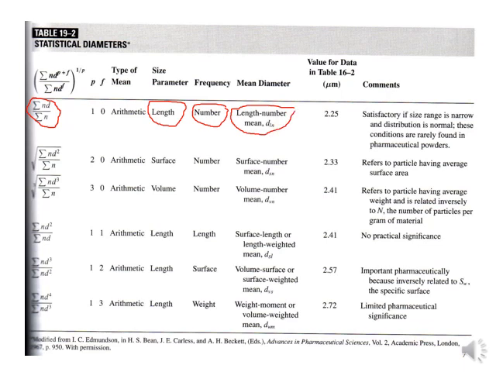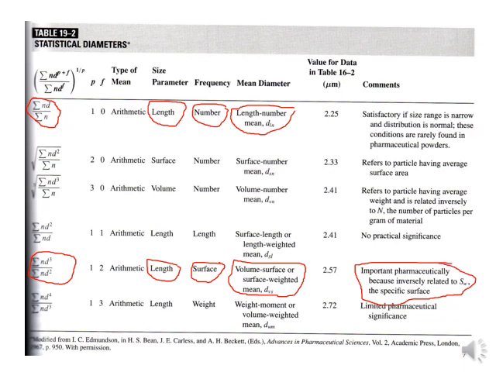Another example, if we decide to use parameter P as length and frequency as surface, then we have the following equation, which is summation of nd cubed divided by summation of nd squared, and it is called volume surface or surface weighted mean diameter. It is important pharmaceutically because it is inversely related to the specific surface area.